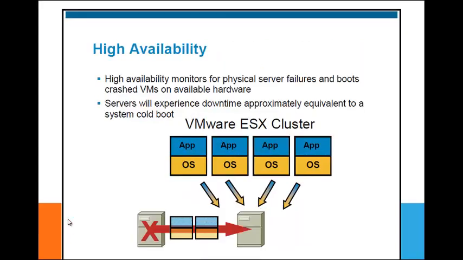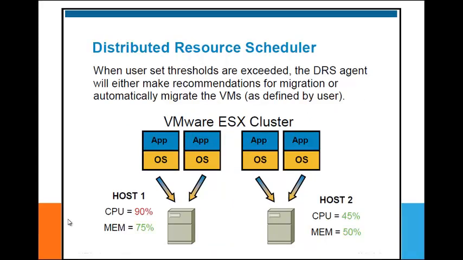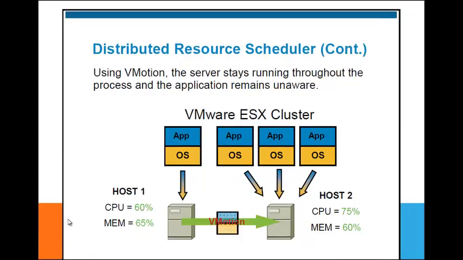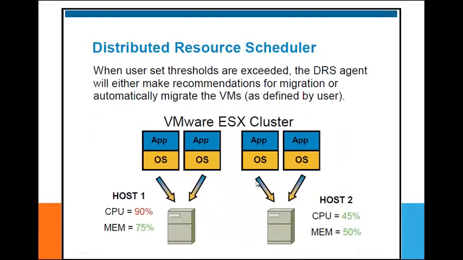So this explains high availability. As the hardware goes down, all the VMs are moved to the next hardware. Distributed resource scheduler: when the CPU utilization goes very high, I can just move one of my VMs to here, because here the CPU utilization is very low. So it is a kind of load balancing. Distributed resource scheduler.